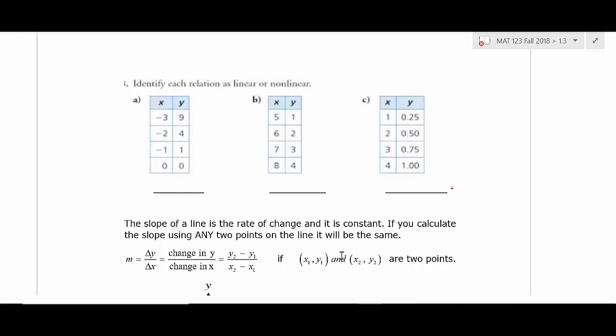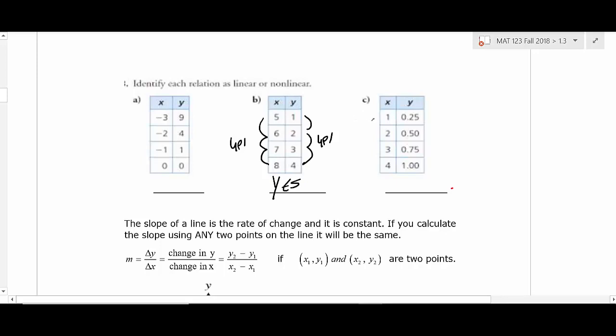Okay, let me ask you this question. How many of these things are linear? I can do that kind of in my head. You can too. What do you see? 2. Which 2? The last 2. So this one right here is always going up 1. This one is also always going up 1. So therefore, yes, that one is linear.